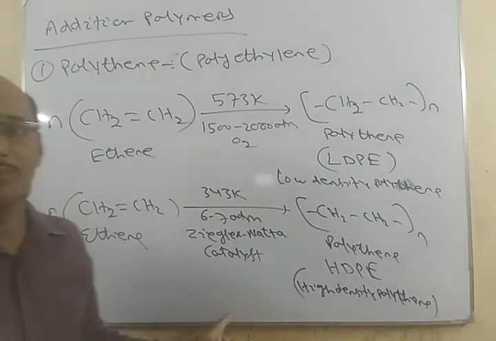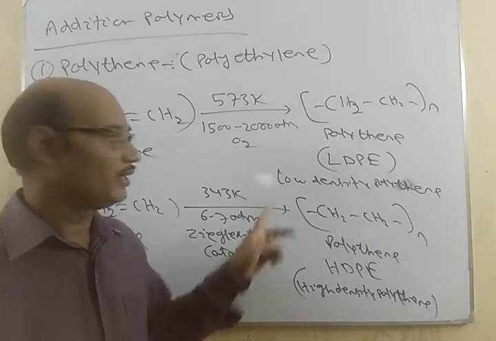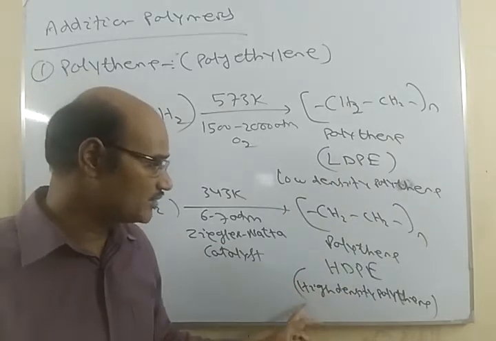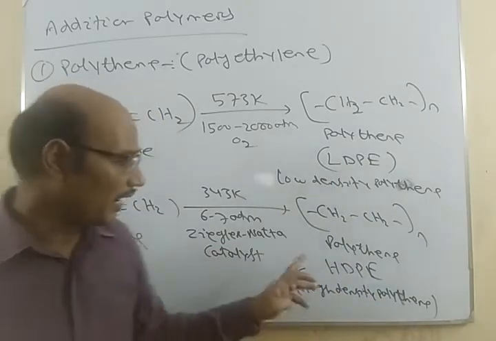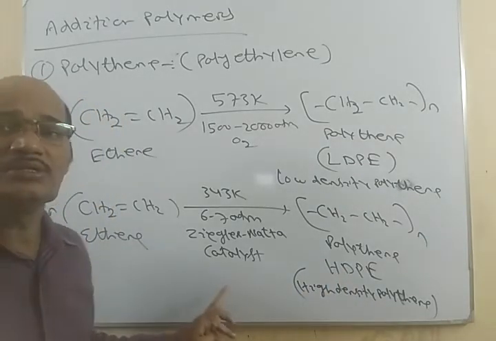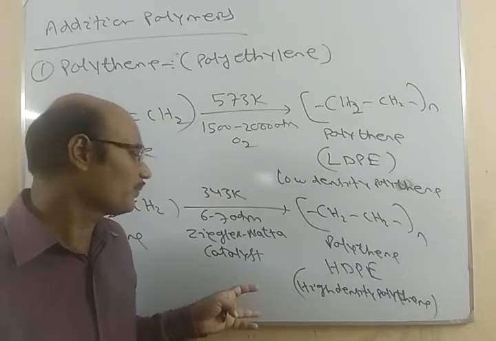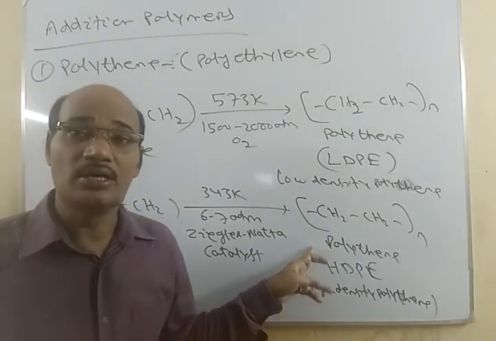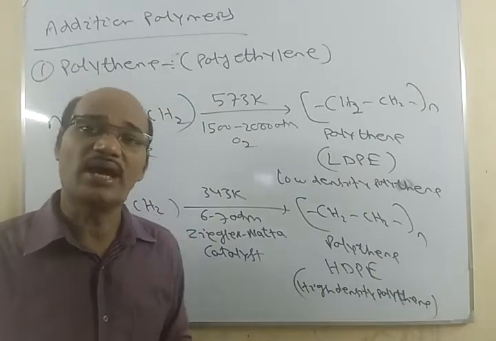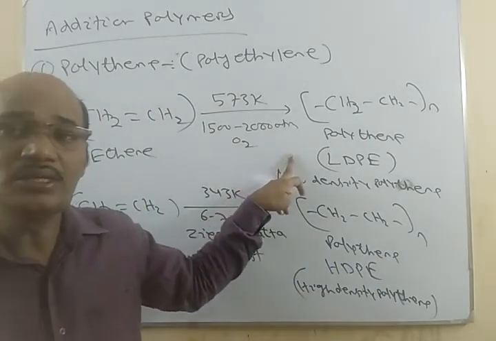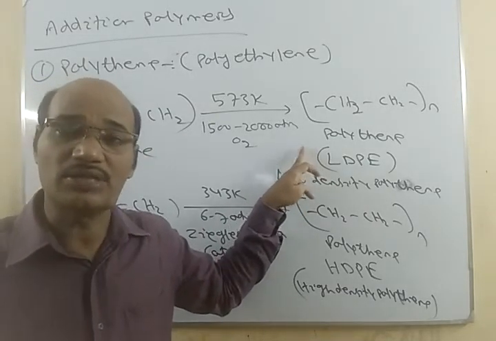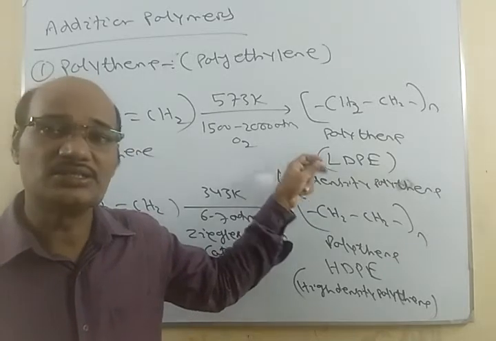So polythene is of two types, LDPE and HDPE, low density polythene and high density polythene. High density polythenes are obtained when ethene is heated in presence of Ziegler-Natta catalyst. These polythenes have straight chains, the monomer units are tightly connected, hence high density. In case of LDPE, the polythenes are branched, the monomer units are not tightly bound to each other, so the density is less.